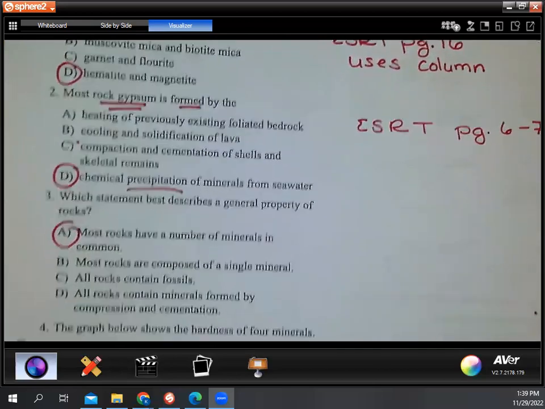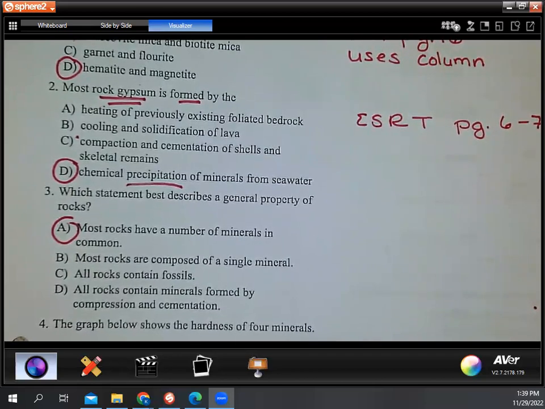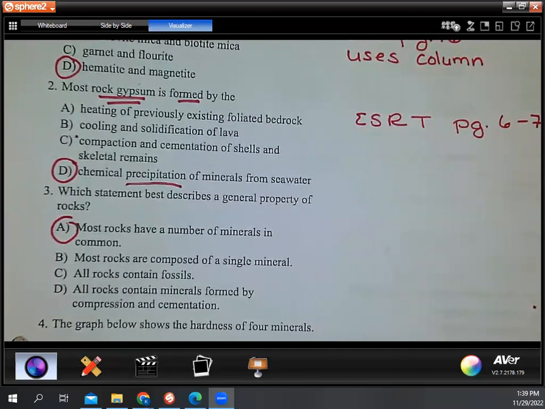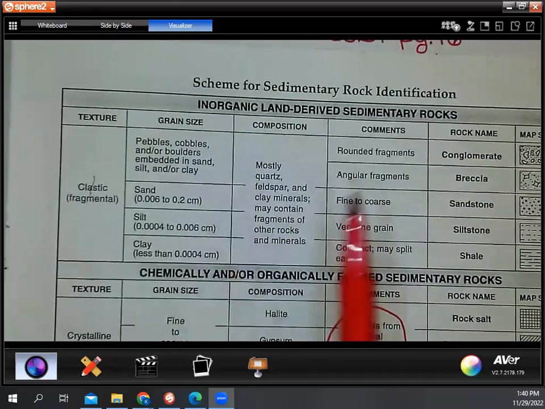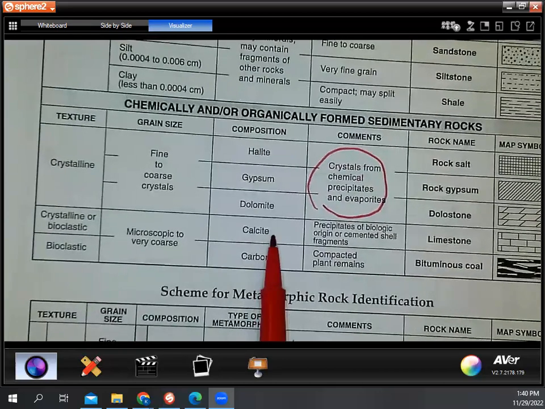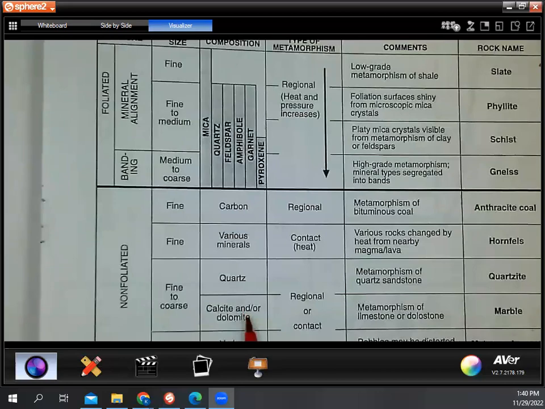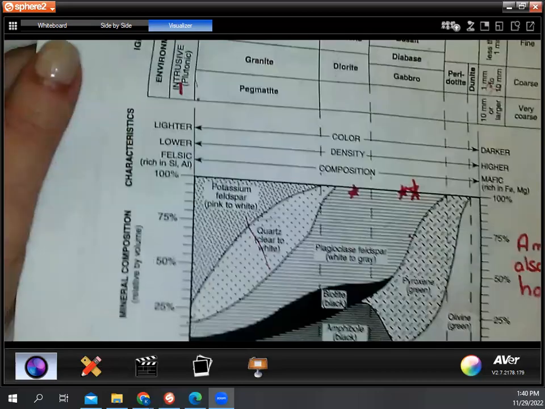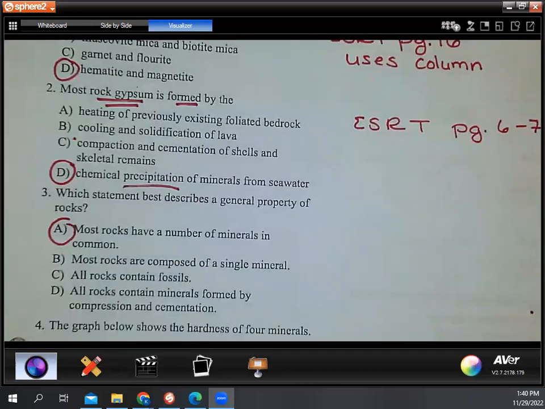Question 3, which statement best describes a general property of rocks? So they're looking for what rocks have most in common. And if you look through all of the rock samples here, we can see all of these samples have mostly quartz and feldspar. We can see these samples have calcite. We can see that these samples down here have quartz and calcite. We can see that these samples over here have feldspar, quartz. So a lot of these rocks have the same minerals in them. So the answer for 3 is A, that most rocks have a number of minerals in common.